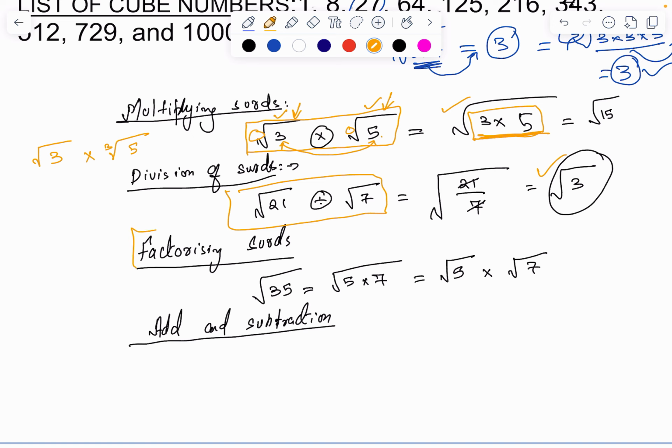Factorizing surds. What is factorizing surds? In factorization of surds, if you have to write 35, it is 5 times 7 and 7 times 1. So you can see that root 35 can be written as root 5 times root 7, right?